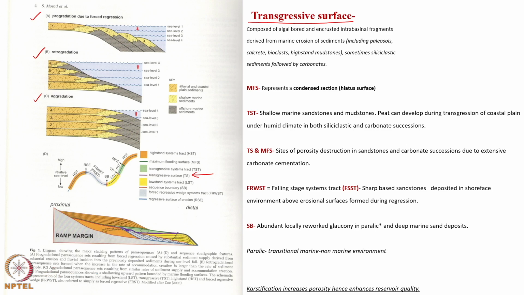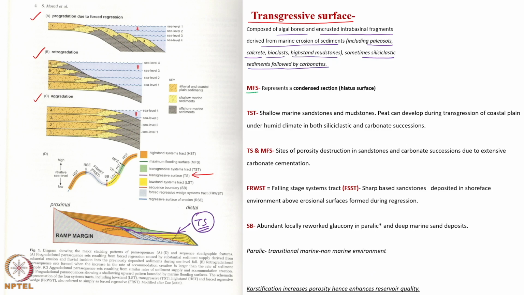This transgressive surface can be composed of algal bored and encrusted intrabasinal fragments derived from marine erosion of sediments. This can include paleosols, calcrete, bioclasts, highstand mudstones, sometimes siliciclastic sediments followed by carbonates found at TS.